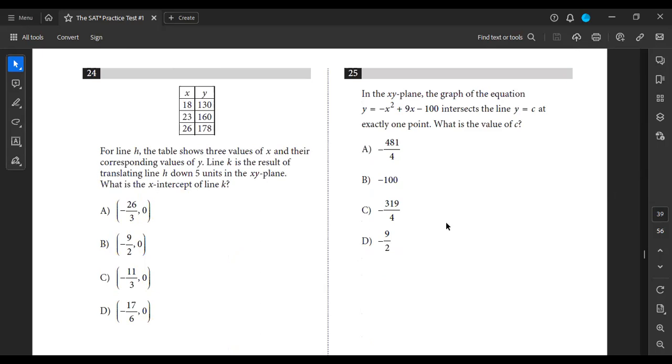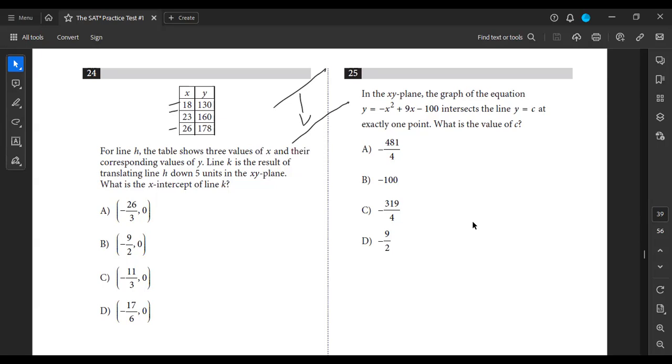So it says for the line H, the table shows 3 values. Okay, so this is line H, and it's got these 3 values: 18,130, 23,160, and 26,178. For line H, the table shows values of X and the corresponding value Y. Line K is the result of translating. If we had line H, line K is just the same line, but we take it 5 units down on the plane. So what's the x-intercept of line K?